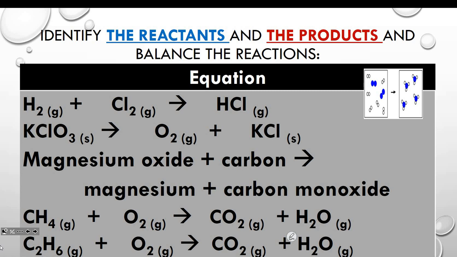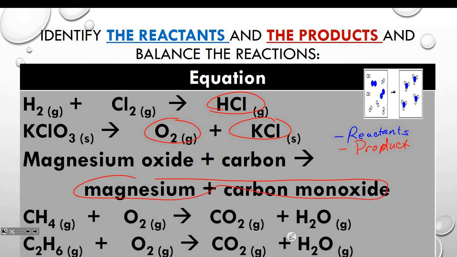Okay, so I'm going to use blue for my reactants. And I'm going to do red for my products. And I can spell, really, I can. So, an easy way to do this is the arrow always points to the products. So I'm going to grab my product, and I'm just going to go down, and anything that the arrow is pointing to, I'm just going to circle, because that is my product.